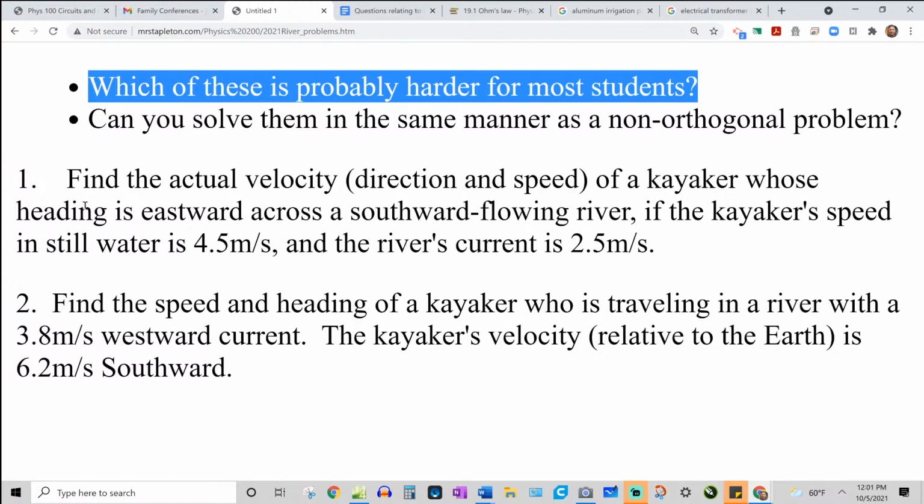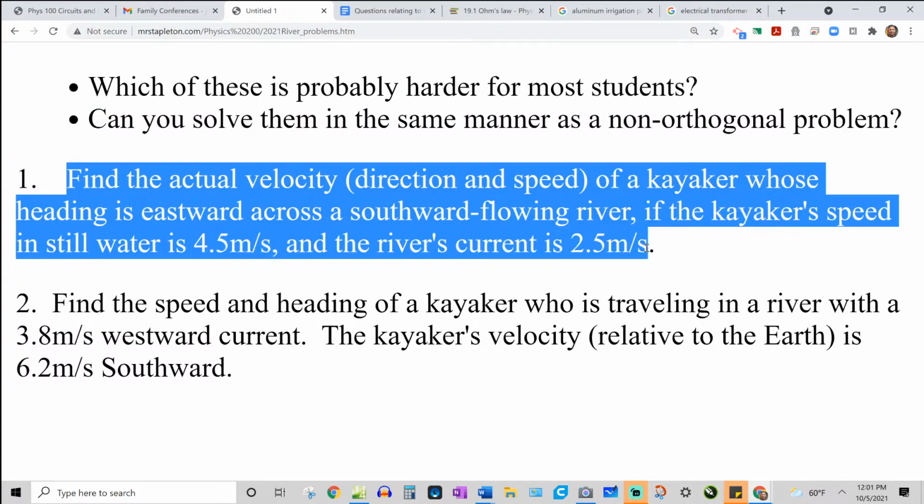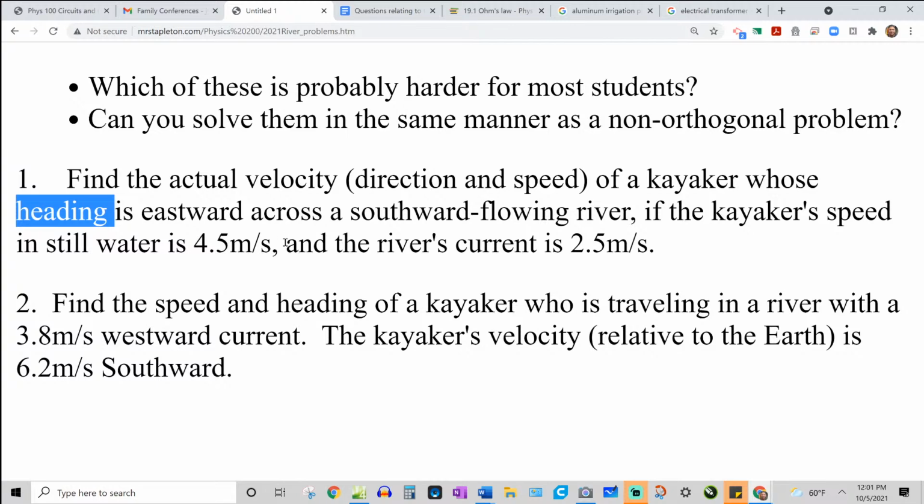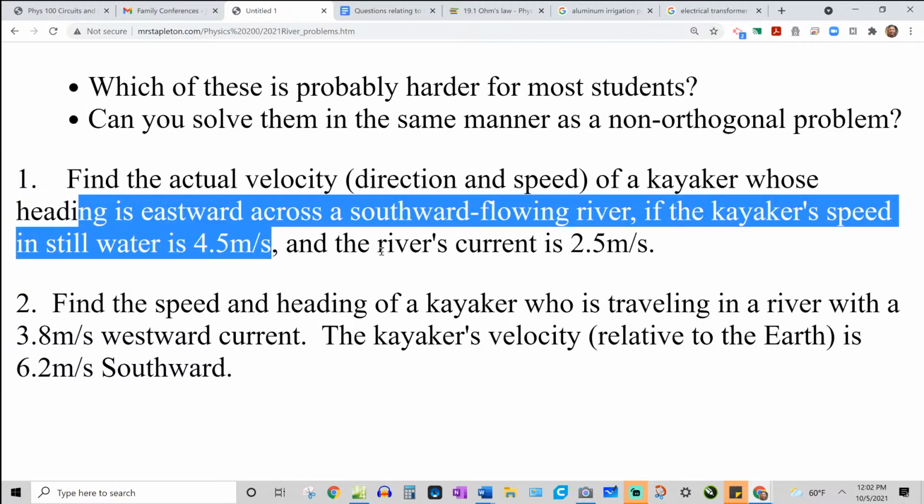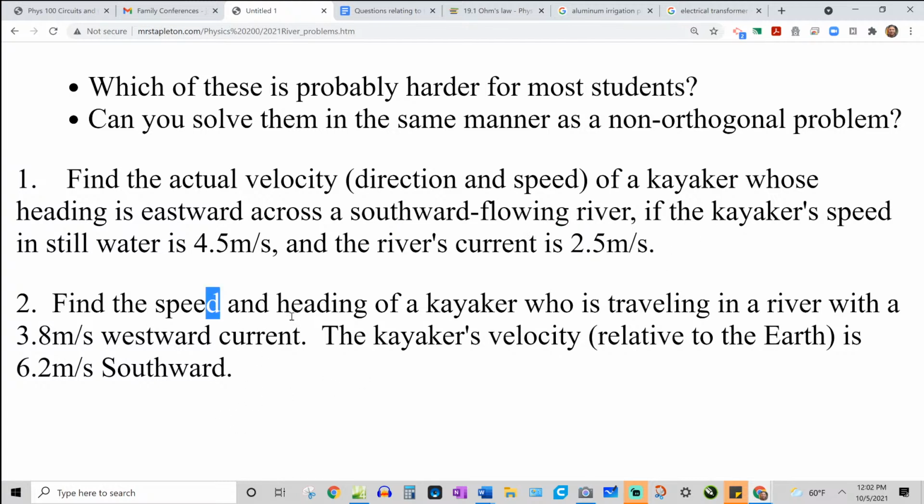So this first one's going to be the more straightforward kind because we're finding actual velocity, and that's going to be the sum of two component vectors, which are the heading and the speed in still water. Those kind of go together, and then the river's current. And then this other one is finding speed and heading.